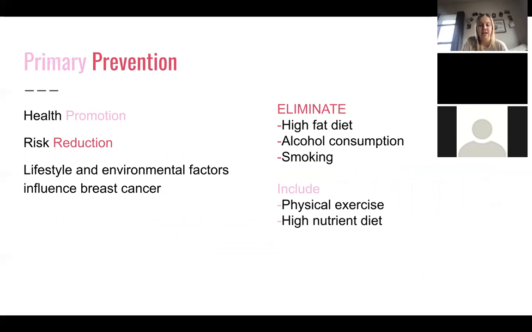So, primary prevention to prevent breast cancer and all those scary statistics: health promotion and risk reduction. Just like any disease, have a healthy diet, lots of exercise, limit alcohol consumption and don't smoke. So lifestyle and environmental factors influence breast cancer, and you want to take those into consideration.